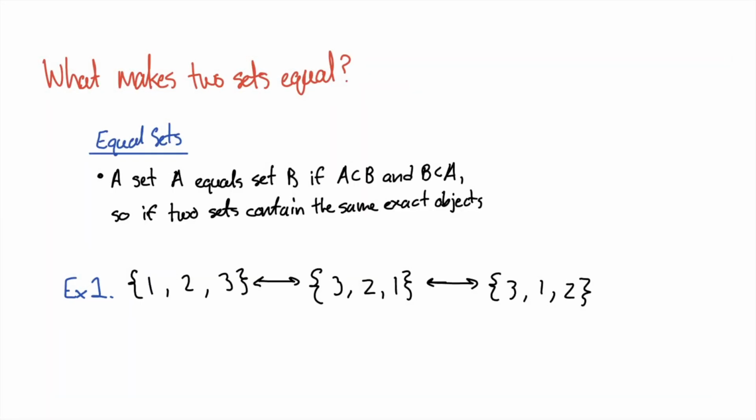What makes two sets equal? Two sets are equal if they have the same exact objects. So if we go back to the original example, we said that the following three sets are all equal. And that's because we don't care about the ordering of the numbers per the definition of a set, because every set contains a 1, a 2, and a 3, and nothing else.